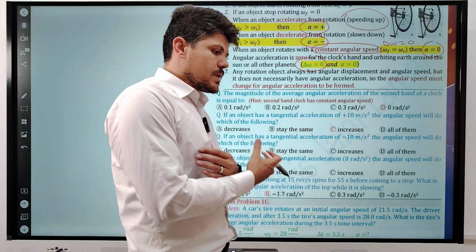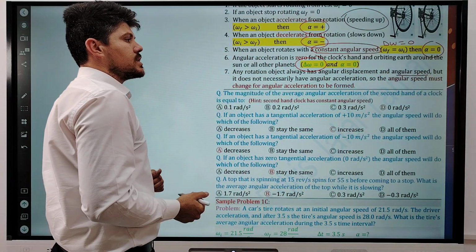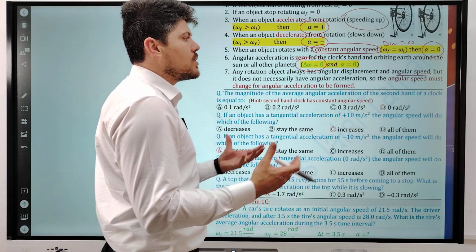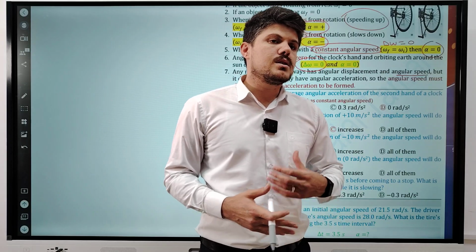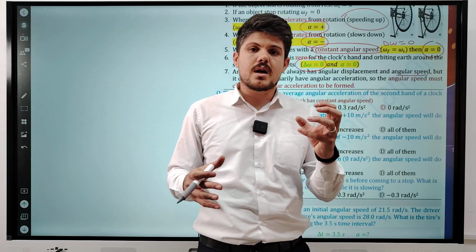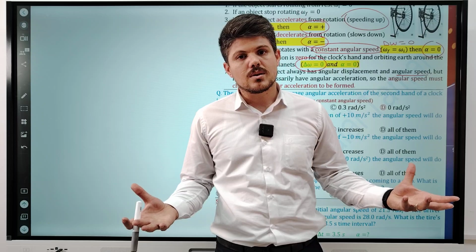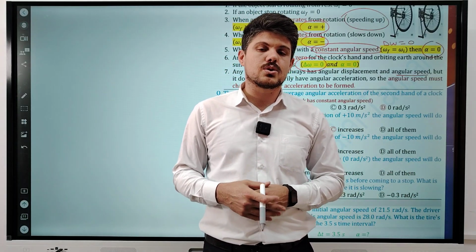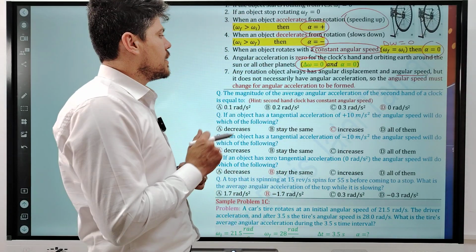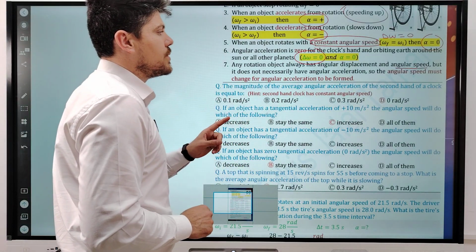Okay? So without angular displacement, no rotation will occur. And angular speed is also necessary for every rotating object. But it doesn't necessarily have angular acceleration. Is it necessary for every rotating object to have angular acceleration? No. Because when the object rotates at constant angular speed, it has no angular acceleration. Okay? So what is necessary for rotational motion to occur? The angular displacement and the angular speed. So angular speed must change for angular acceleration to be formed.